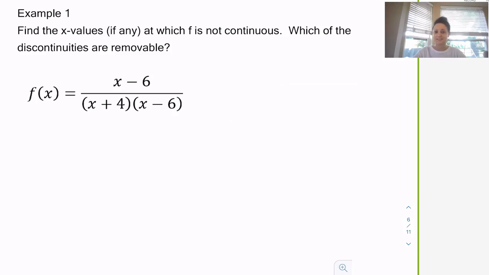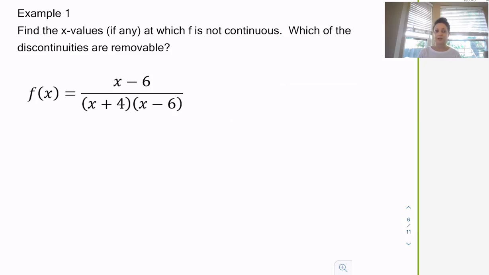f of x is x minus 6 all over the quantity x plus 4 times the quantity x minus 6. And the directions say to find the x values, if any, at which f is not continuous. And then we want to label basically the discontinuities as removable or non. Remember, for a removable discontinuity, does the limit exist? Yes, it does. Okay, so we first want to look at our discontinuities.